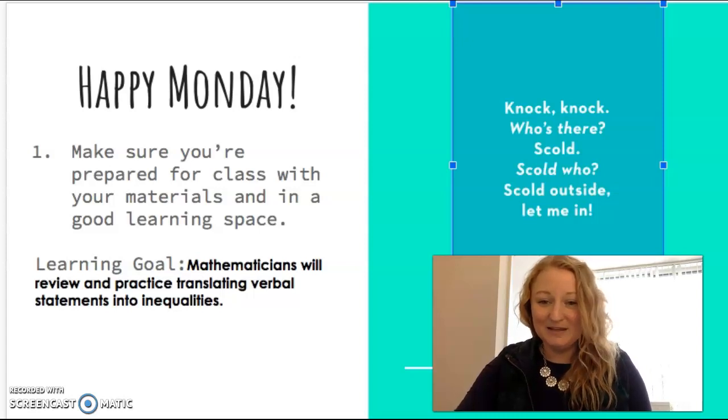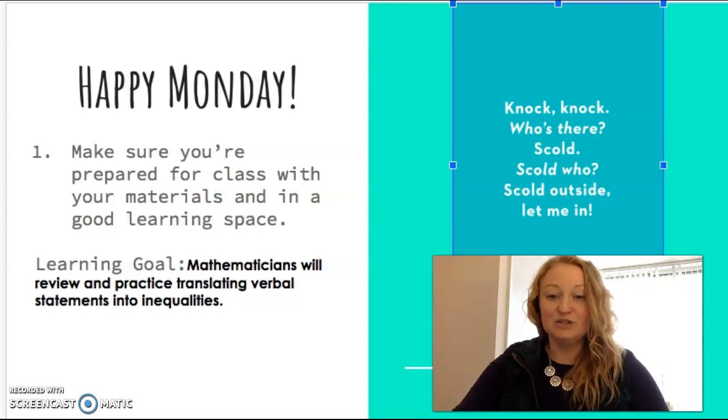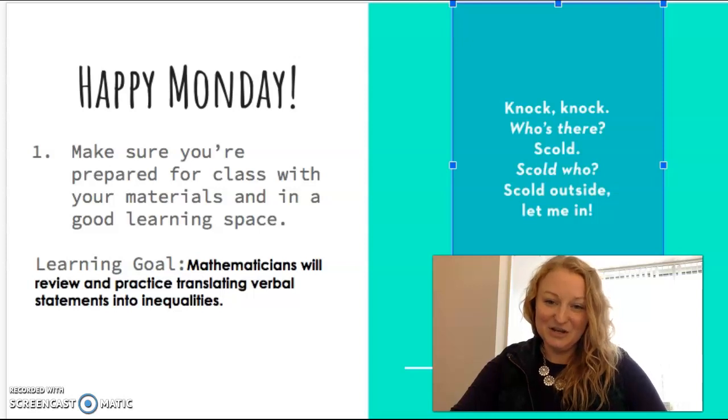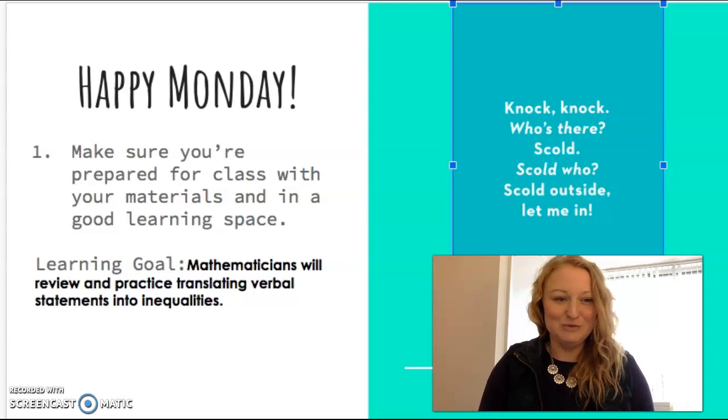Verbal statements are just sentences in math, such as there are at least 12 kids on the soccer team. That's a verbal statement. And an inequality, as you learned on Friday, is a mathematical statement that uses symbols such as greater than, less than, greater than or equal to, and less than or equal to. So today we're going to match some of those statements or sentences in math to inequalities, which again is just a comparison between two numbers.